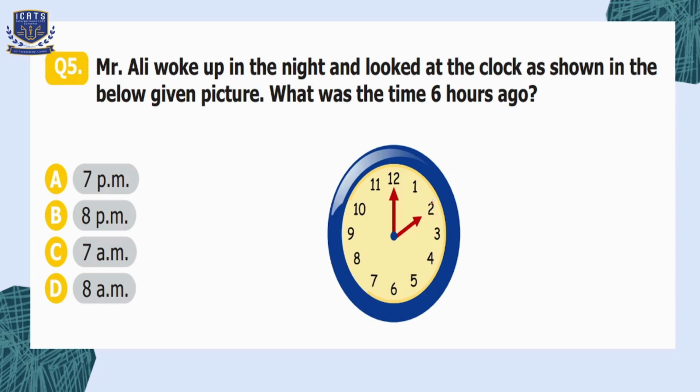So it's 2 a.m. And we have to take six jumps backwards or anti-clockwise. If I take 6 jumps backwards, 1, 2, 3, 4, 5, and 6. So it's 8. So when Ali woke up at 2 and we have to go 6 hours anti-clockwise, the time was 8, but it was 8 p.m. because we are crossing 12 here when the time was 2 a.m. and we are crossing 12 here and going backwards. So the time will be 8 p.m. at that time. So option B is the correct option.